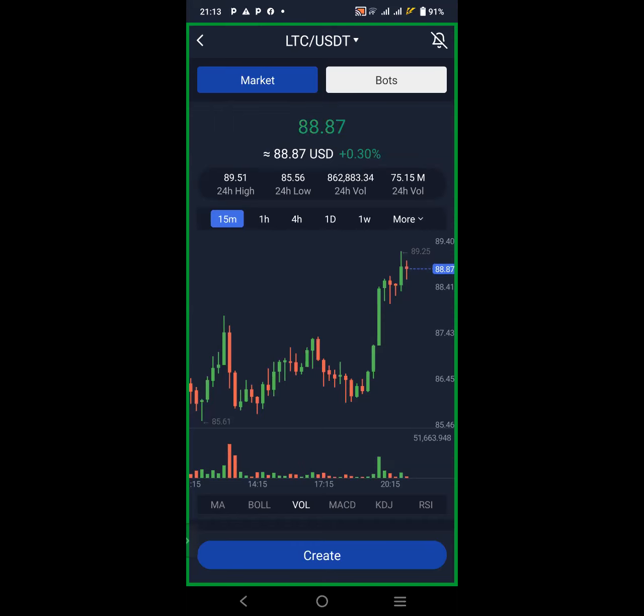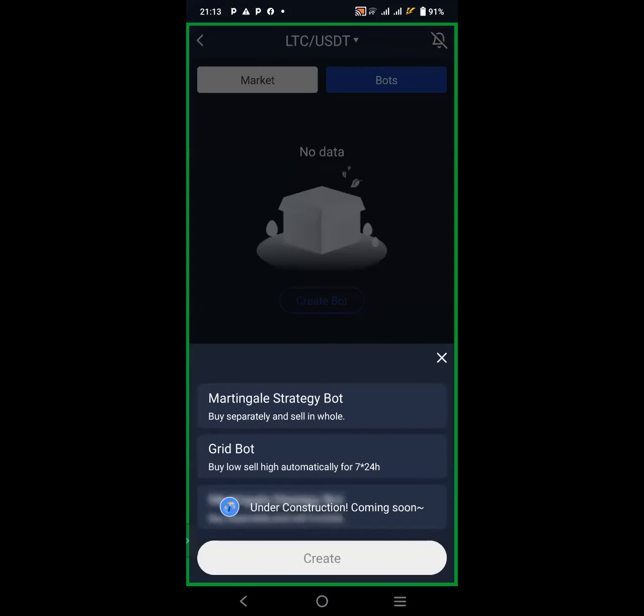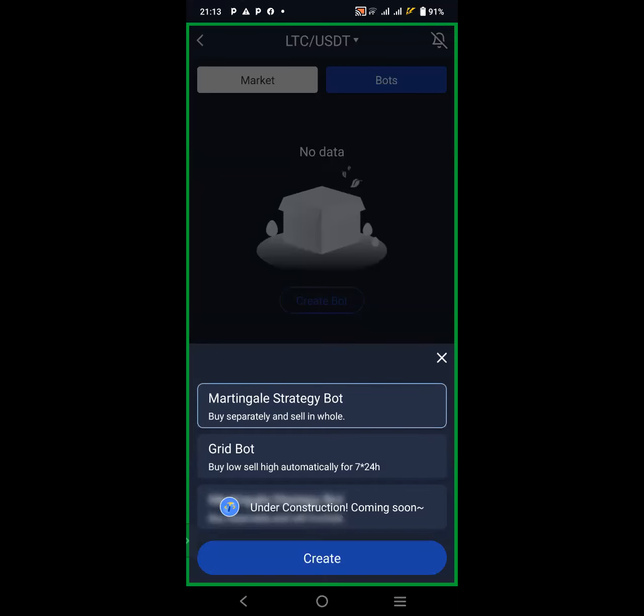Bots, yes, and then at the bottom. On bots, yes, okay, that's it. So a bot has been selected and they say no data, and then click on create bot. Yes, and then martingale appears there. And then create. We're taking another trade.